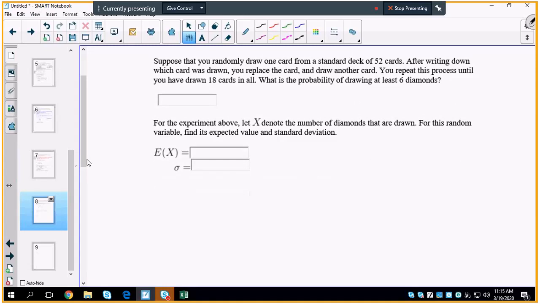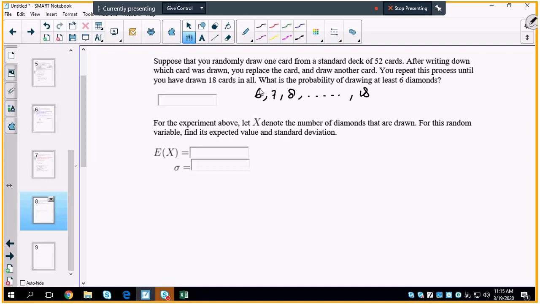Suppose that you randomly draw one card from a standard deck of 52 cards. After writing down which card was drawn, you replace the card, so you put it back and draw another card. You repeat this process until you have drawn 18 cards in all. What is the probability of drawing at least 6 diamonds? Remember, at least 6 means you can have 6 diamonds, 7 diamonds, 8 diamonds, and you can have all 18 of them. So when I'm trying to find this probability, I have to execute the problem for all these numbers.